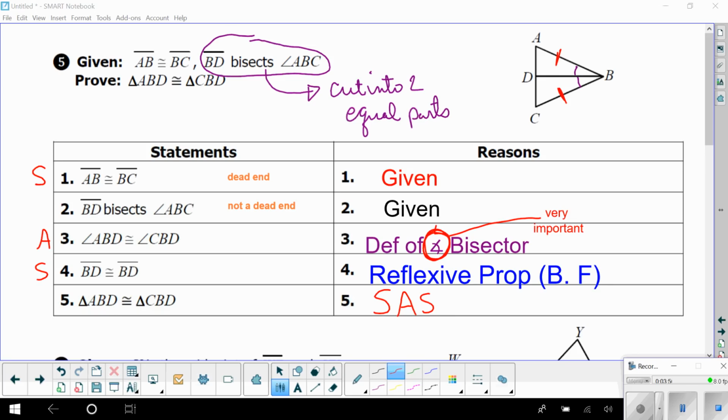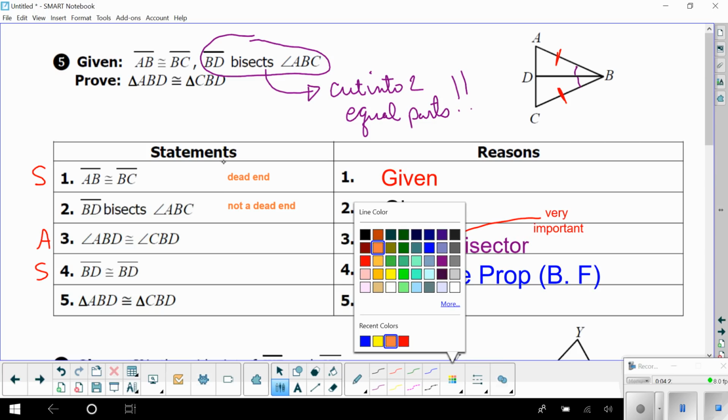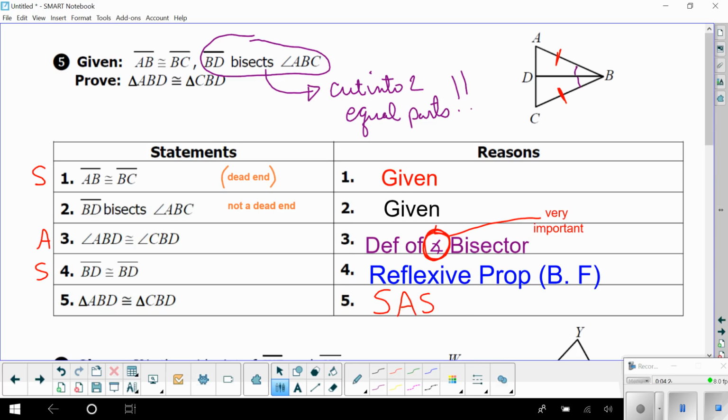Okay, so hopefully you tried this proof on your own. A couple things really quick. This right here is very, very important. Segment BD bisects this angle. Remember, bisect means cut into 2 equal parts. Very important. So if we go through the proof, this one's your very first one. 2 segments congruent. This is a dead end. It doesn't go anywhere. It can't go anywhere. It's stuck. So that's your given. You mark it right there.